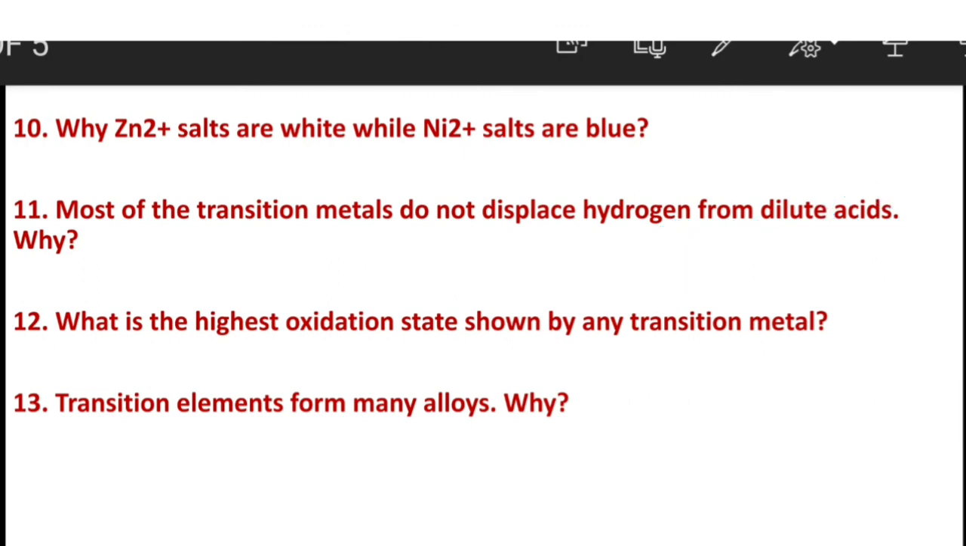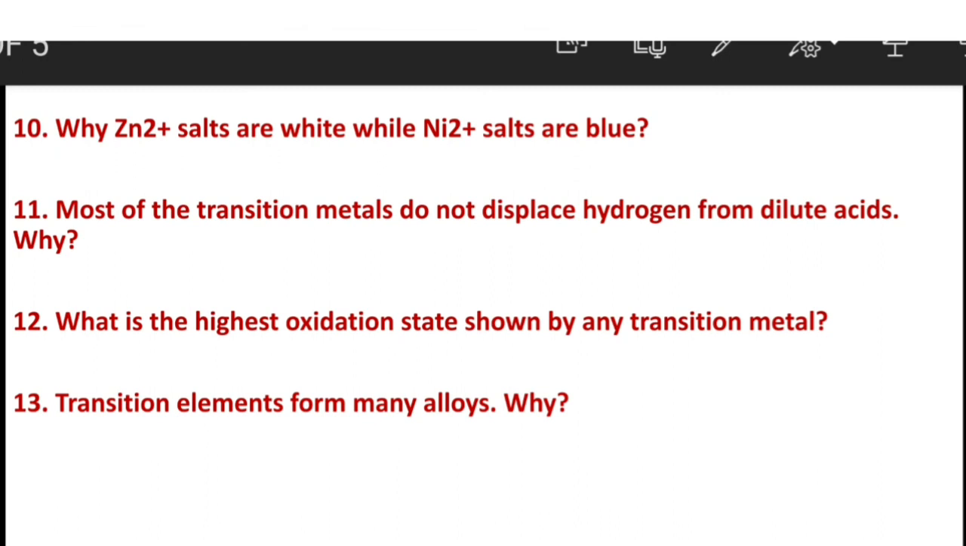The next one. Transition elements form many alloys. Why? It is due to the similar atomic sizes of transition metals, which can easily replace one another in the crystal lattice, right? Resulting in solid solutions. And solid solutions are nothing but alloys.